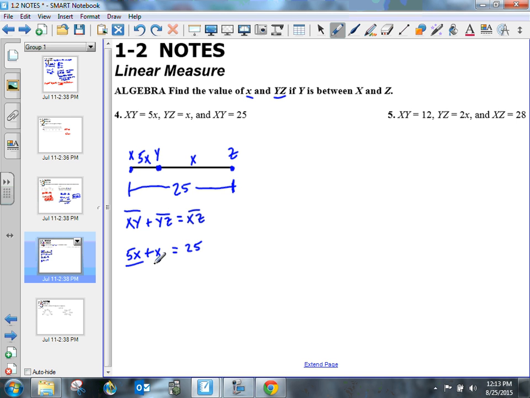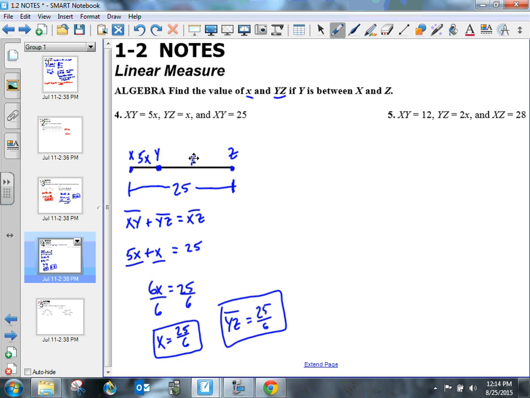So I'm going to combine my like terms here because my whole objective is to solve for x, and so I get a length of 6x is equal to 25. I'm going to divide by 6 and divide by 6, and I get a value of x that's equal to 25 sixths. And that's a number. I found x, but it also wants me to find YZ. Well, YZ is x. So since that's equal to x, I'm just going to plug in 25 sixths, and that's the length of YZ.